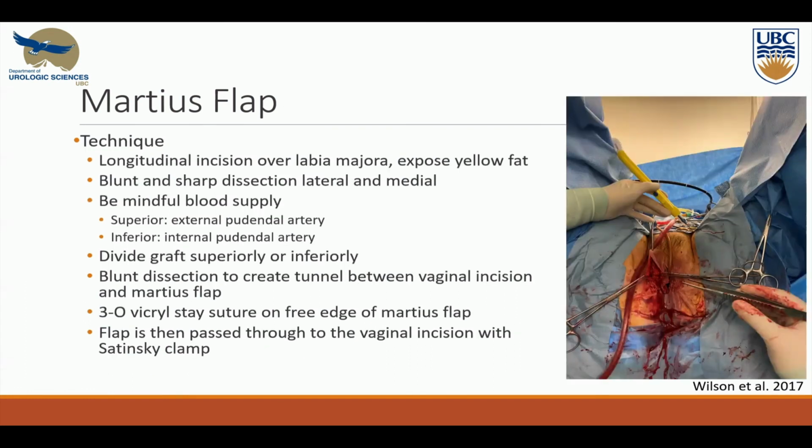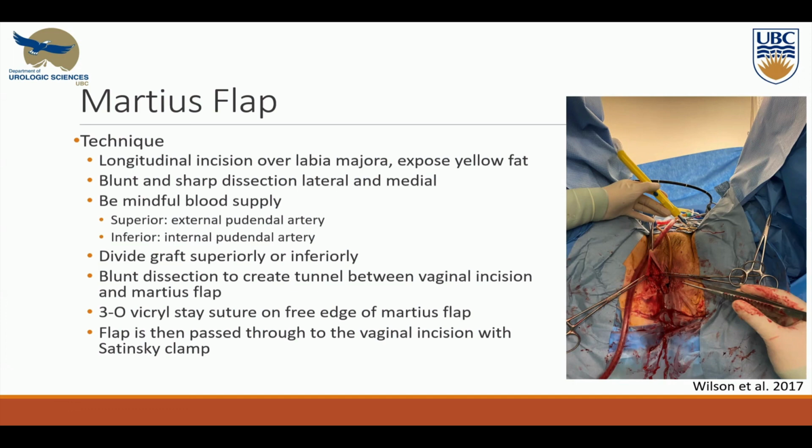In terms of technique, it's quite straightforward and simple. You make a longitudinal incision over the labia majora, you expose a nice yellow fat, and then you use some blunt and sharp dissection medially and laterally. Certainly, you do want to be mindful of the blood supply, as we mentioned earlier. Superiorly, the blood supply comes from the external pudendal artery. Inferiorly, it comes from the internal pudendal artery. So really, you just want to divide one of the 2 pedicles, and then you can use a flap.